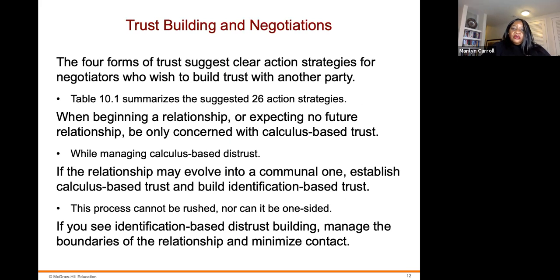Trust building and negotiation. So the four forms of trust suggest clear action strategies for negotiators who wish to build trust with another party. Now look at table 10.1 in the text, and it summarizes the suggested action strategies. When beginning a relationship or expecting no future relationship, be only concerned with calculus-based trust. While managing calculus-based trust, if the relationship may evolve into a communal one, establish calculus-based trust and build identification-based trust. Now, this process cannot be rushed, nor can it be one-sided. If you see identification-based distrust building, manage the boundaries of the relationship and minimize contact.